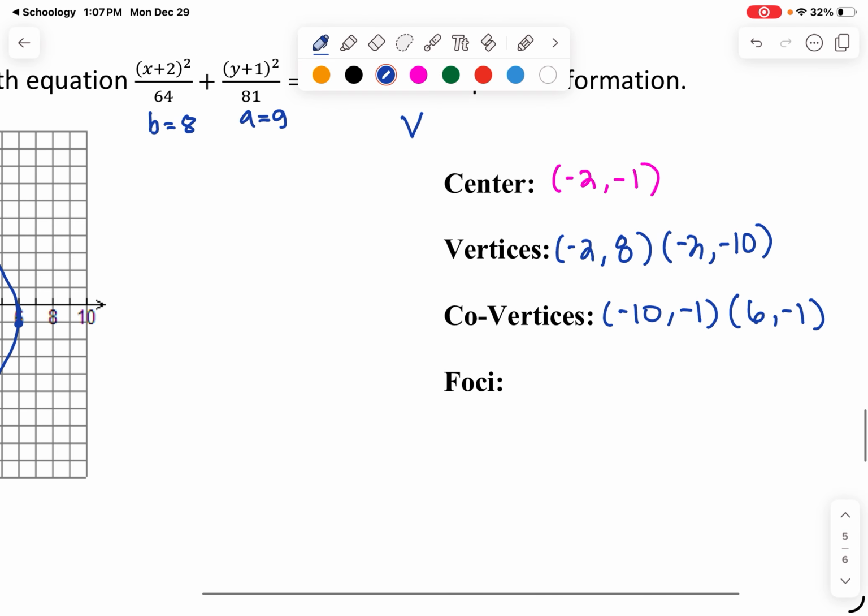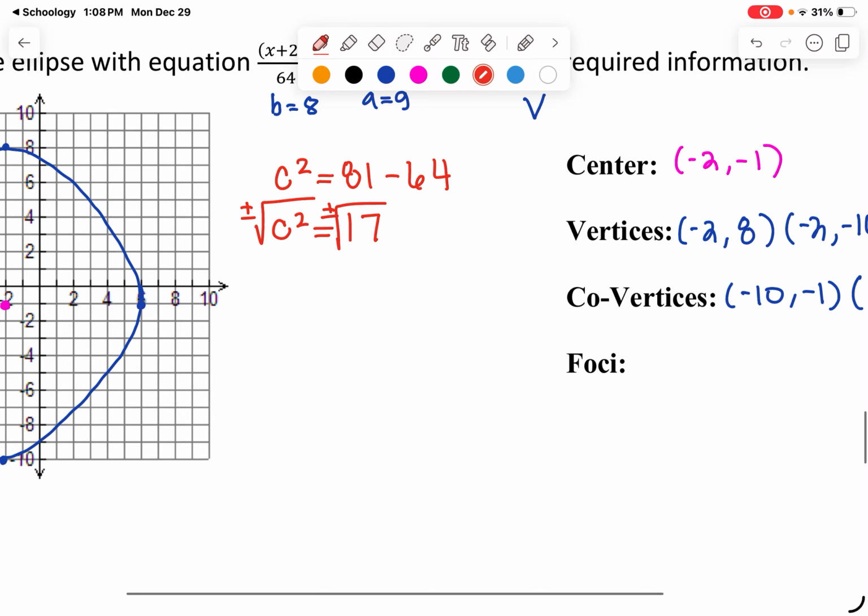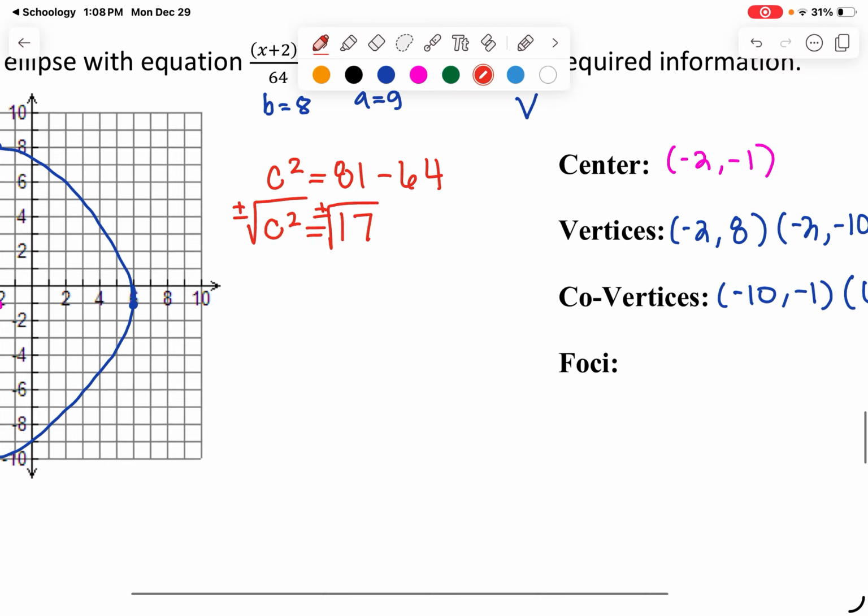Lastly, I need my foci. Okay, so c squared is equal to a squared, which is 81, minus b squared, which is 64. C squared is equal to, all right, mental math, you're up. That is 17. Don't ever say that again. Square root, plus or minus. I was doing math in my head. All right, so root 17, which doesn't simplify, so I'm just going to leave it as root 17.